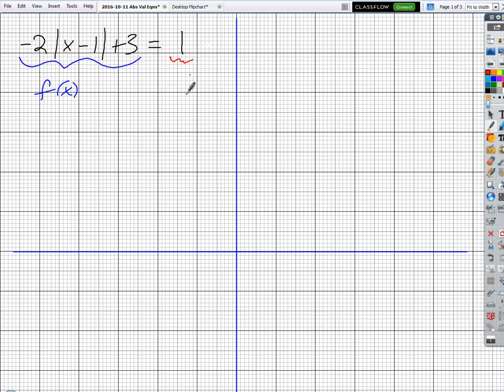What if I were to graph this function? What would it look like? What's the value of a, h, and k? What's a? -2. H is 1. What's k? 3. So I'm going to go over 1, up 3, and the function's going to open down, and the slope of the right leg is going to be down 2 over 1, right?